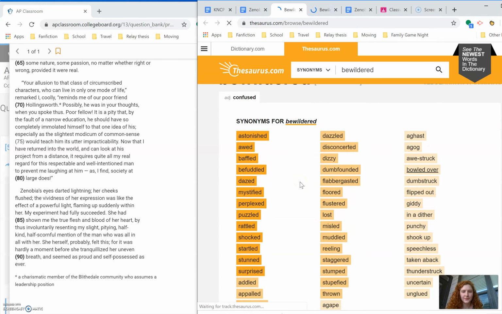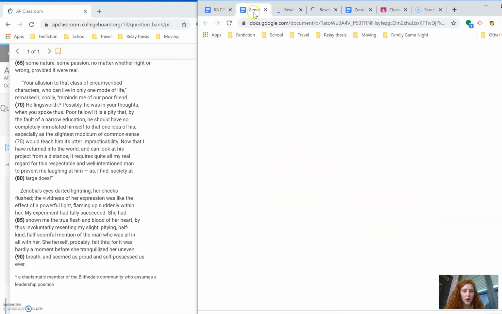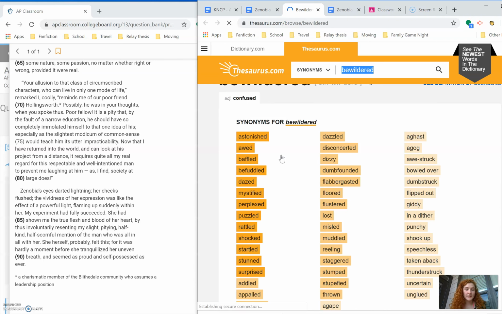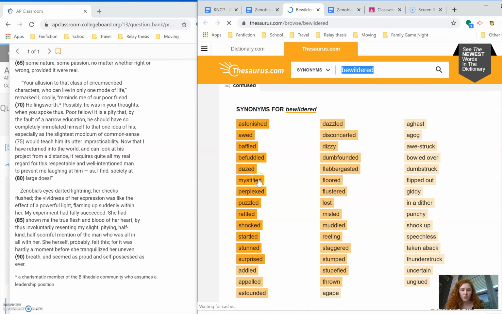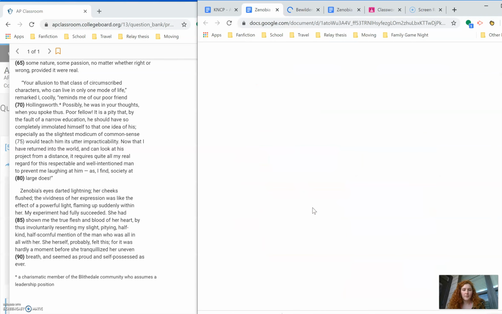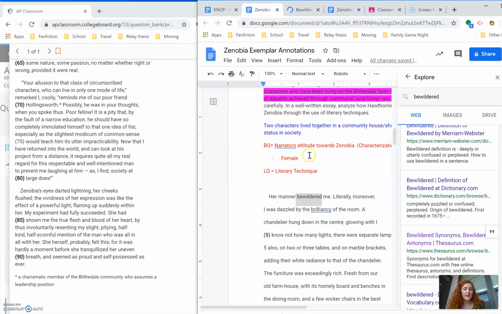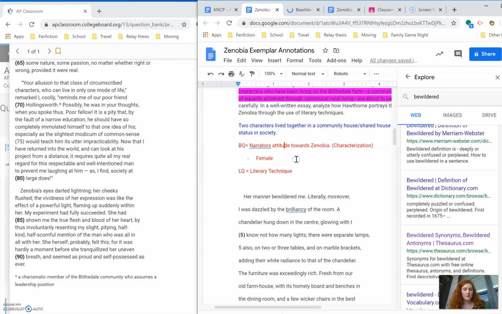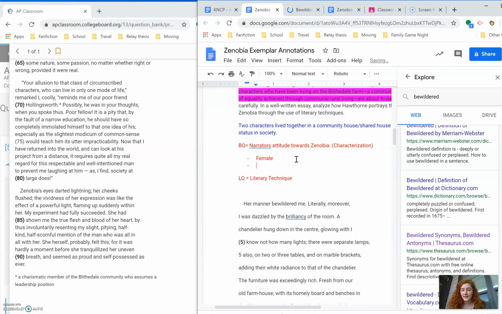So bewildered. Bewildered means confused. So her manner and attitude confused him. Got two of the same thing open. And then we can start looking for other really good adjective words that we can start using. So baffled, mystified, puzzled, or shocked. And we can start thinking that those are going to be good adjectives to maybe start thinking about for our analysis or for a thesis. Mystified, shocked.